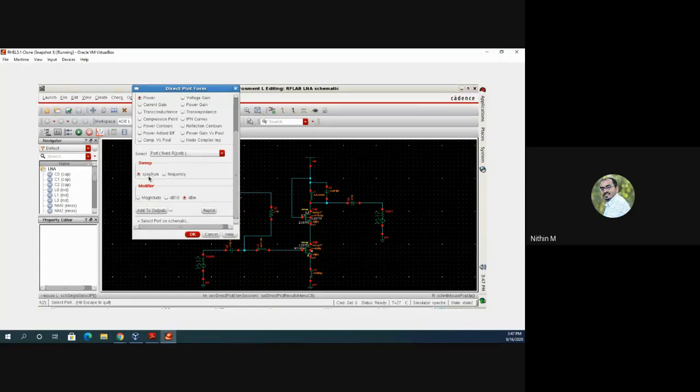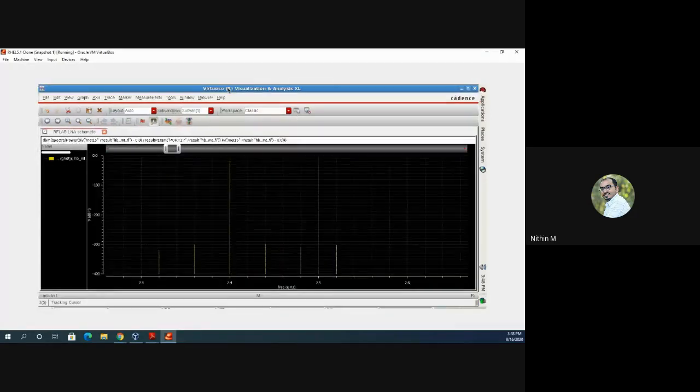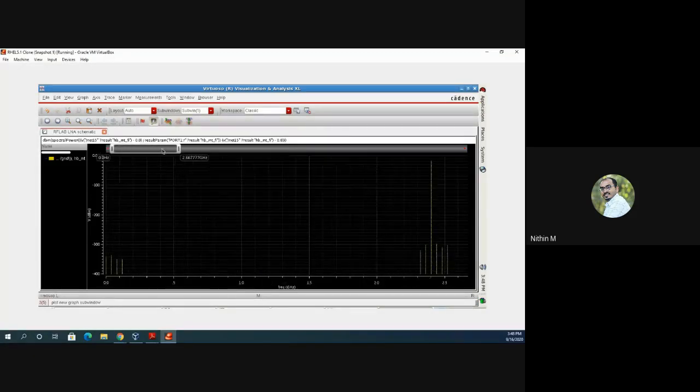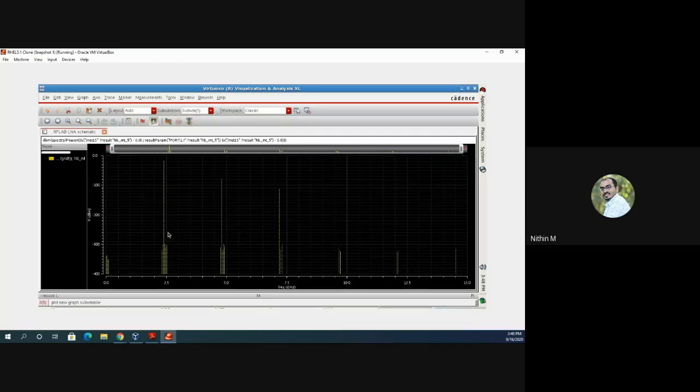If I click frequency, I can see all the frequencies listed. Okay, that is not seen here. So let me look at the spectrum in dBm and I'll select the port. So when I do that, I'm getting, I have zoomed in. So this is the entire spectrum that I'm getting here, right? Now, I have taken harmonics here as 3.